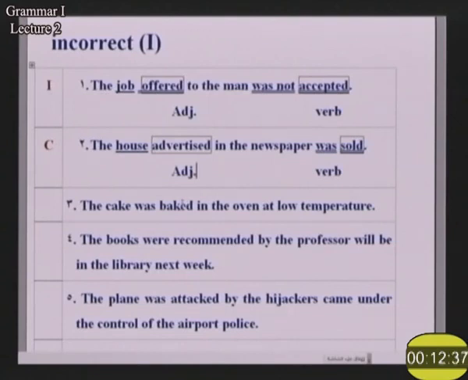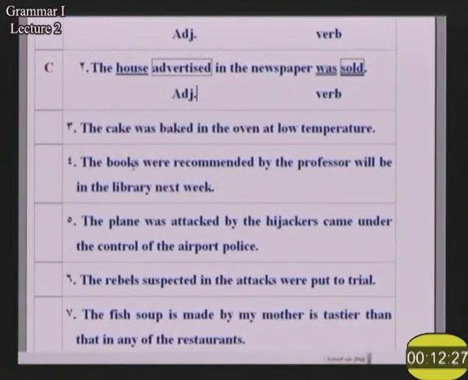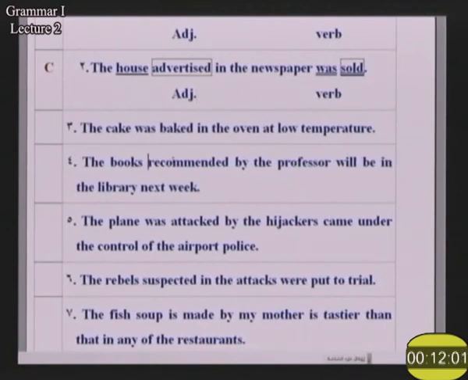Number four, the books were recommended by the professor will be in the library next week. The books subject were recommended على بعضها كده it's a verb. Will be it's a verb. يبقى I cannot have two verbs. يبقى here the books will be in the library next week. يبقى were recommended دي مش مفروض تبقى فعل مفروض تبقى adjective فهنقول ايه the books recommended by the professor اللي أوصى بيها الأستاذ will be in the library next week.